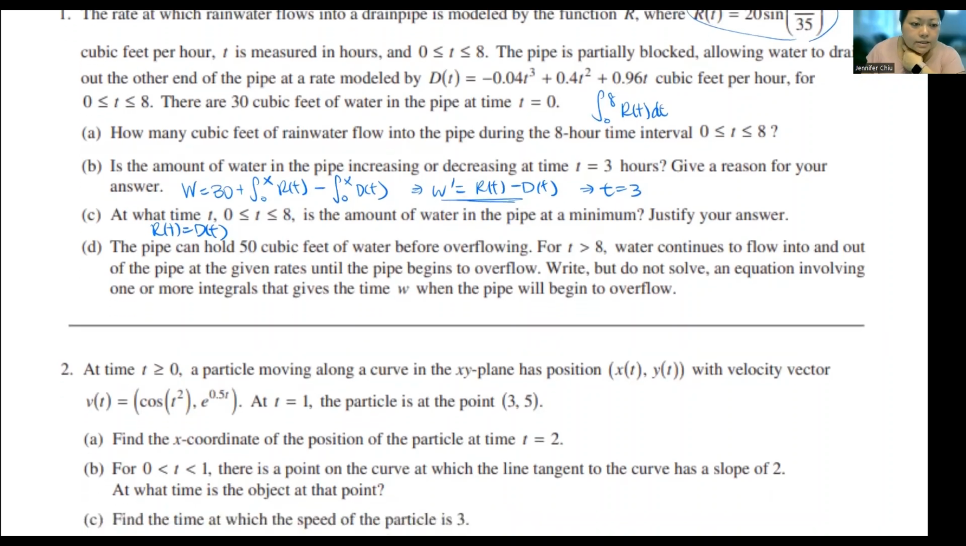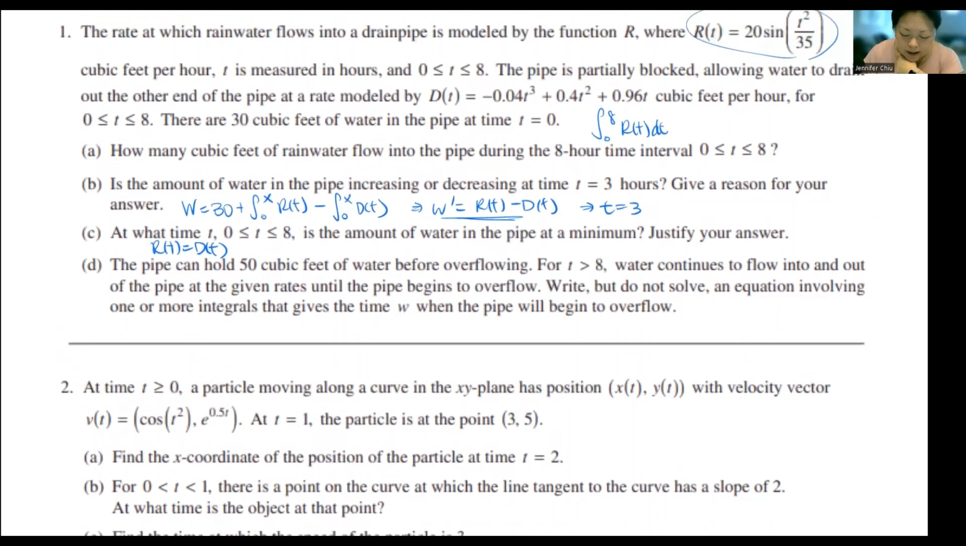All right, next you have the last one. The pipe can hold 50 cubic feet of water before overflowing for t greater than 8. Water continues to flow in and out of the pipe at the given rates until the pipe begins to overflow. But do not solve an equation involving one or more integrals that gives the time w when the pipe will begin to overflow.